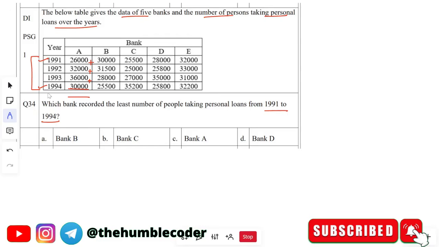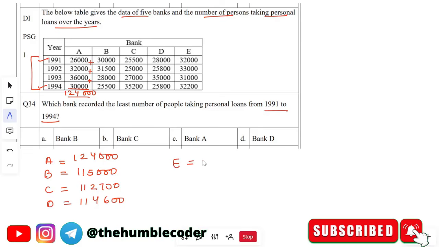So if you sum all of these, you will get for the first bank, which is bank A, 1, 2, 4, 0, 0 and 0. Okay, this is the first value. So I'll write all the summations here so that it will be easy for you to read. For bank B, once you sum, you will find 1, 1, 5, 0, 0 and 0. For bank C, the total is 1, 1, 2, 7, 0, 0. For bank D, it is going to be 1, 1, 4, 6, 0, 0. And then for bank E, it is going to be 1, 2, 8, 2, 0, 0. Okay, so we have noted them all down.